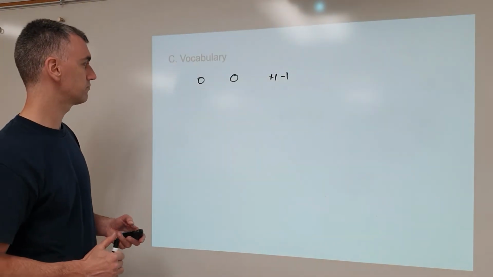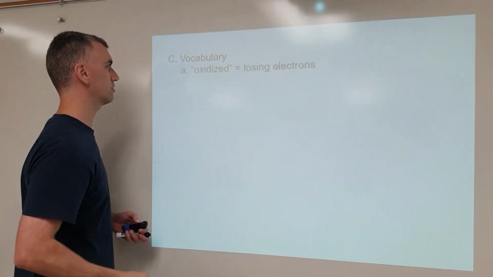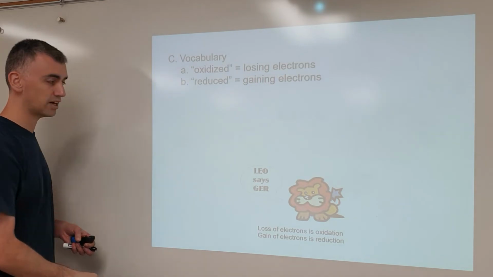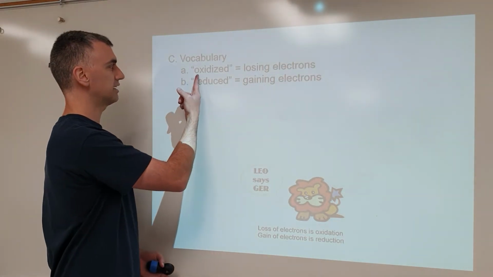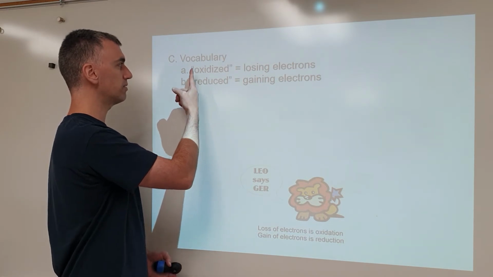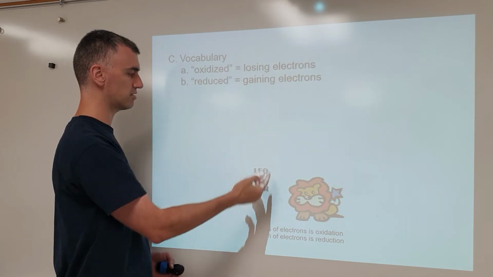All right, let's get this out of the way. I've been talking about gaining and losing electrons all this time. These are the proper words that describe gaining and losing electrons. Okay, as mentioned at the beginning, oxidation and reduction are the words you need to know, and be familiar that oxidize means losing electrons, reduce means gaining electrons. So this helps.